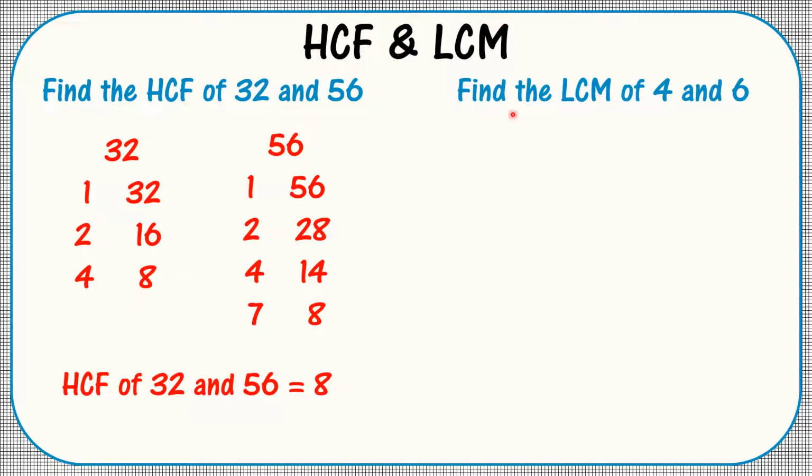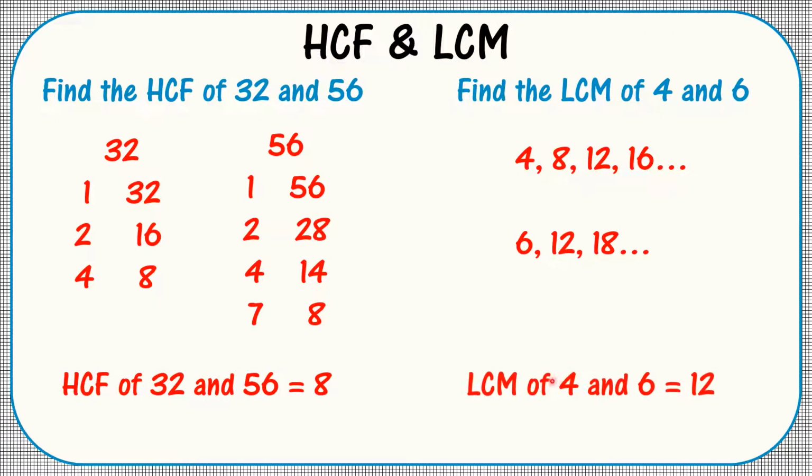The next question, find the lowest common multiple of 4 and 6. What you do is you write the 4 times table, 4, 8, 12, 16, so on and so forth. And you write the 6 times table, 6, 12, 18, so on and so forth. You find the lowest common multiple, so you find the lowest common number that is in both of these lists. As you can see, it is the number 12. Therefore, we will say that the lowest common multiple of 4 and 6 is equal to 12. There is another method to work out both of these, which I may go through in a future video.